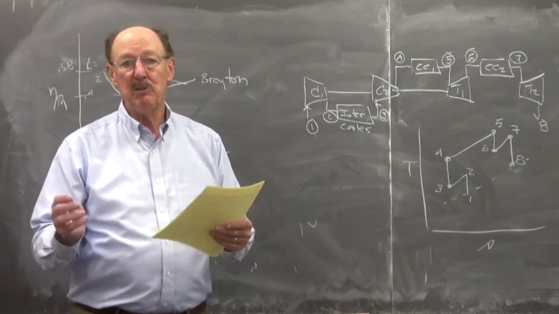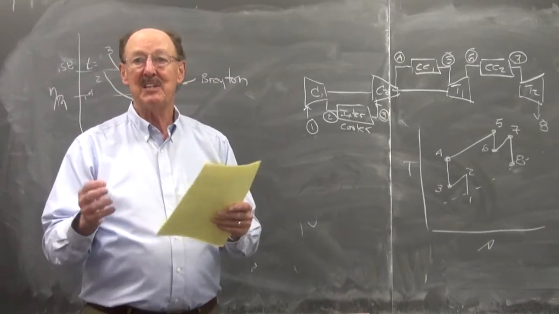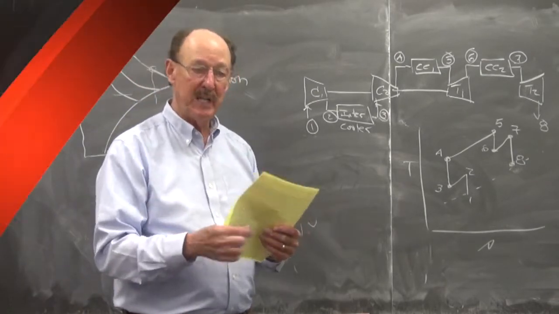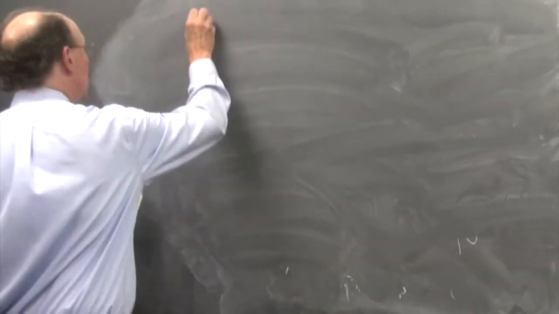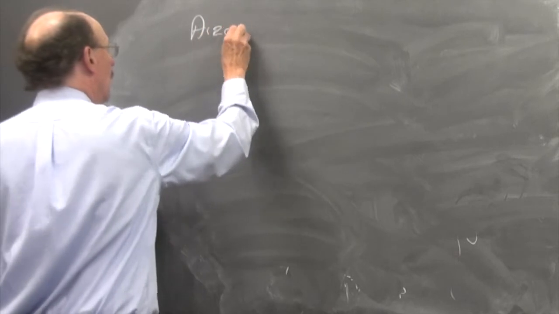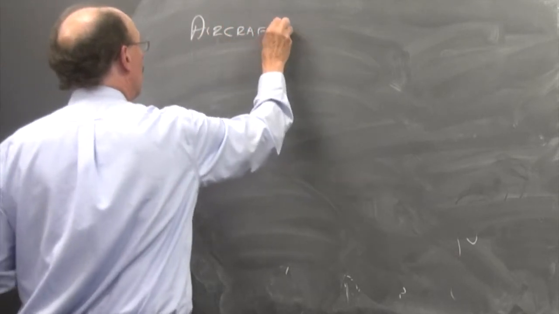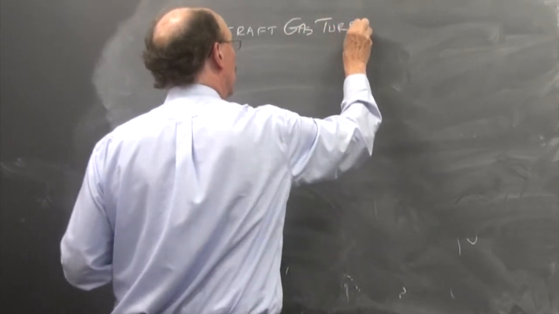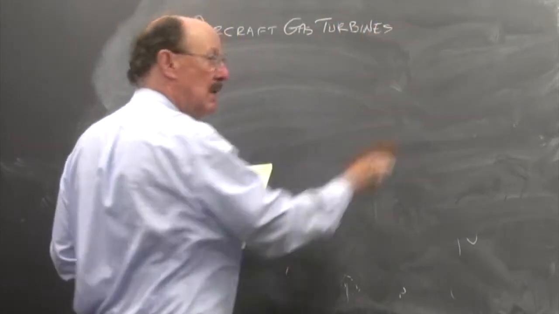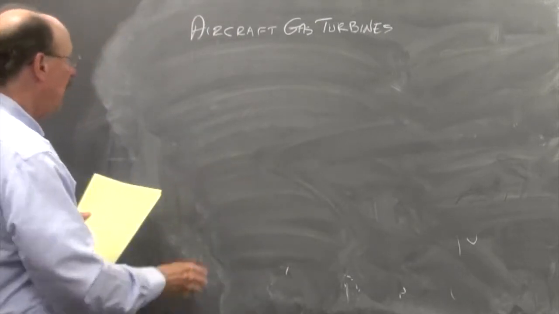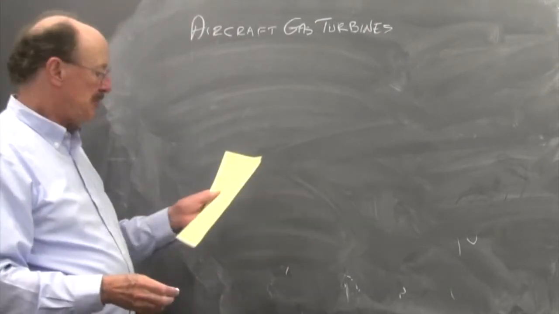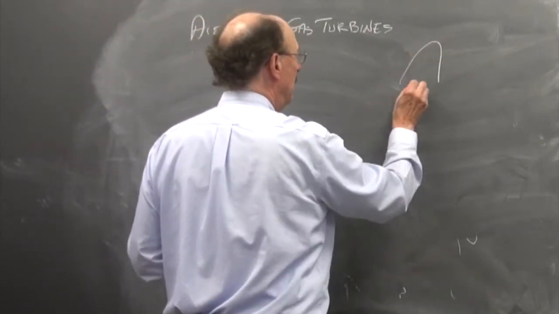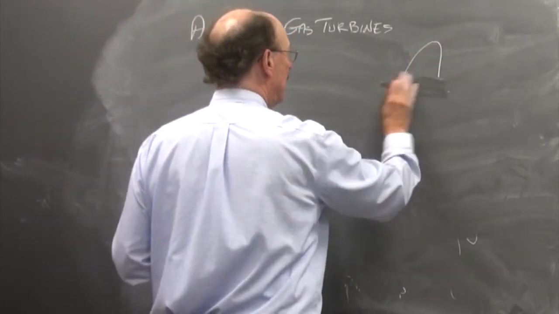Now what I would like to worry about at this point in time is the last topic of the chapter, which are aircraft gas turbines or jet engines. So what happens now? I guess the first thing I should say is, why does a plane fly? So if I have a plane, let me see, I have to think about how I'm going to draw this plane.